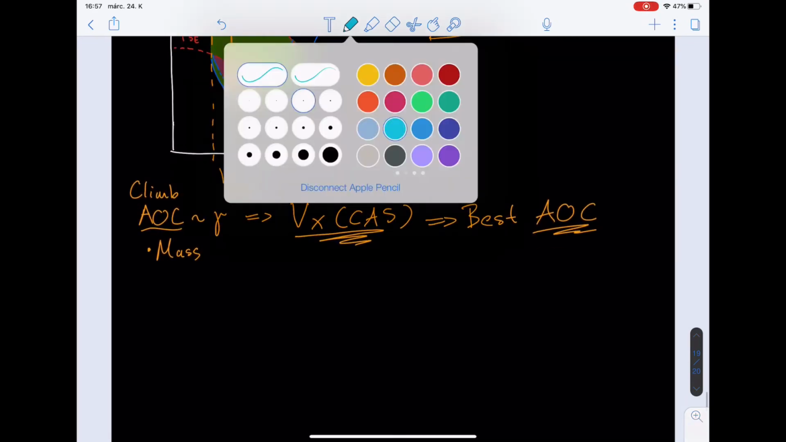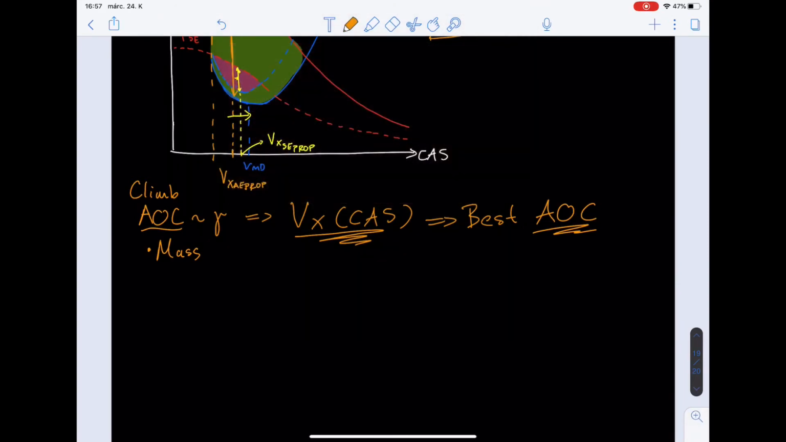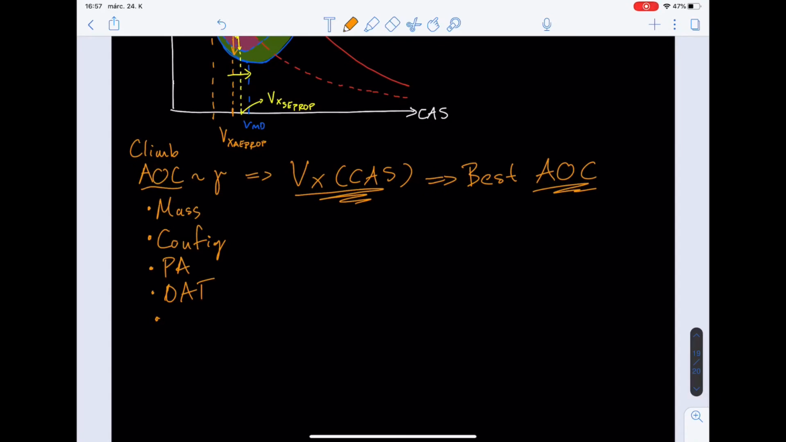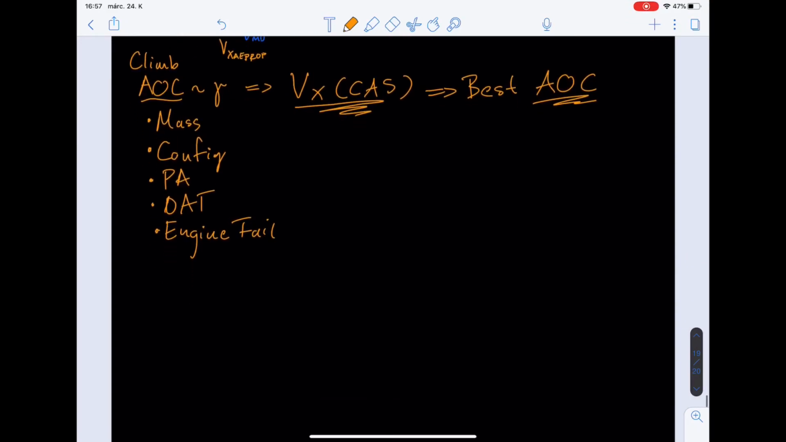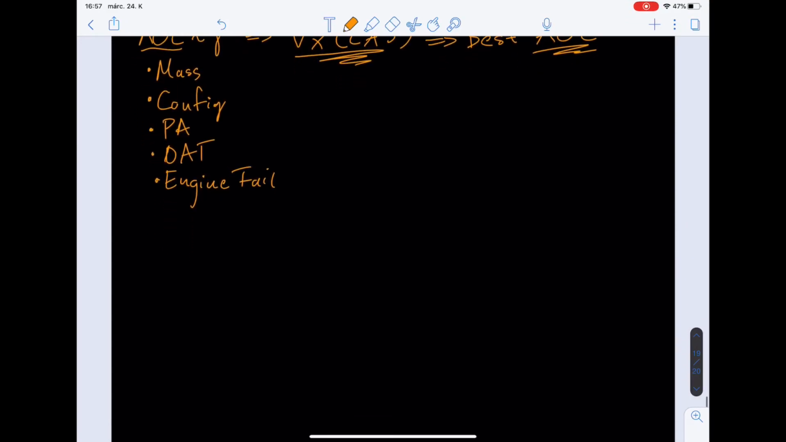Okay, and this is where we got. So within the function we had configuration, we had pressure altitude, we had outside air temperature, and we had engine failure. There's one last area which we need to discuss, which is the effect of wind.